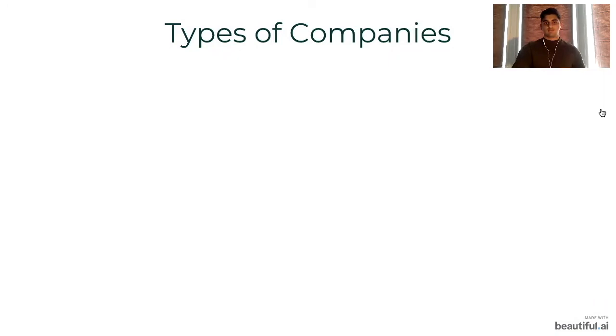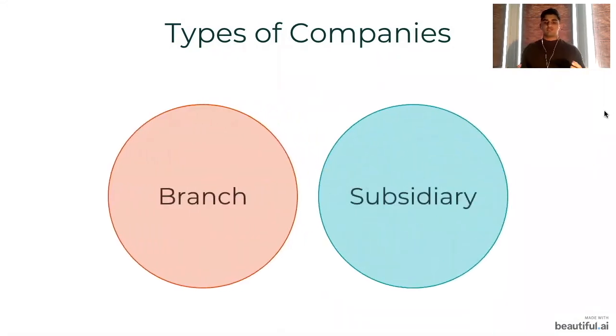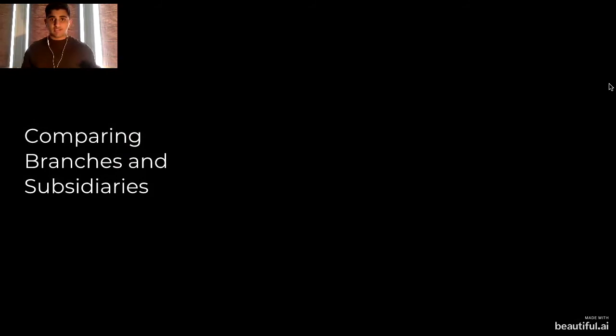And then these two, first of all, the branch and a subsidiary, would just be, you could say, a level below the parent company. So their relationship with the parent company is what will give them the name branch or subsidiary. So always remember that there's a parent company and you've got a branch and you've got a subsidiary. So comparing branches and subsidiaries, right? What is the difference between the two?